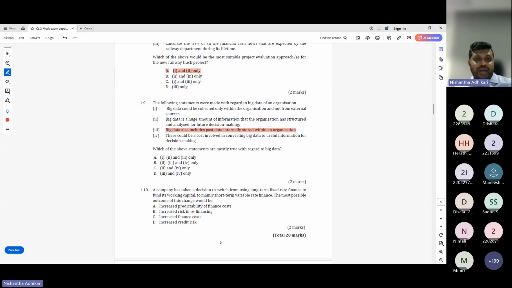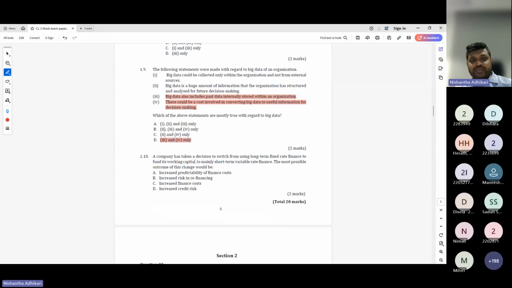The next one, there could be a cost involved in converting big data to useful information for decision making. Yes, actually, cleansing of data and preparing those data into a meaningful form will take some additional cost. Therefore, the answer should be 3 and 4. 3 and 4 only, it is answer D. Answer D is the correct answer.